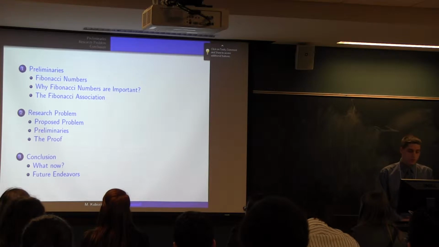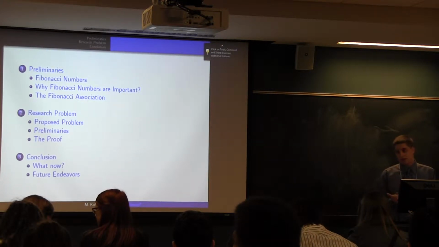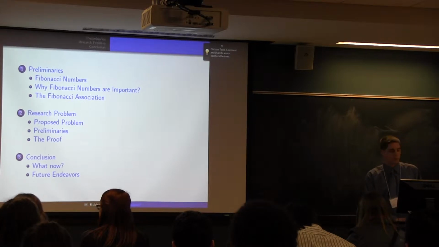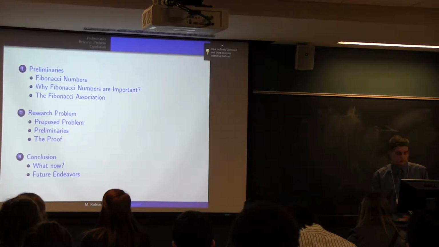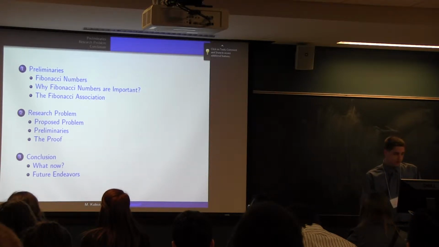Then we'll look into the first problem itself, and then look at some of the theorems and identities that are in the handout that I gave you that we use to help us solve the proof, and then the proof itself. And then in conclusion, we'll talk about what's going on now and the future endeavors.